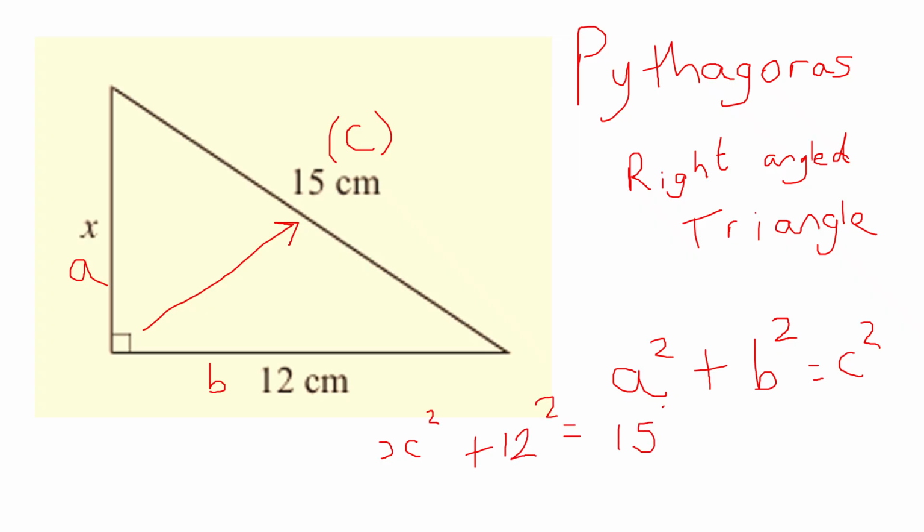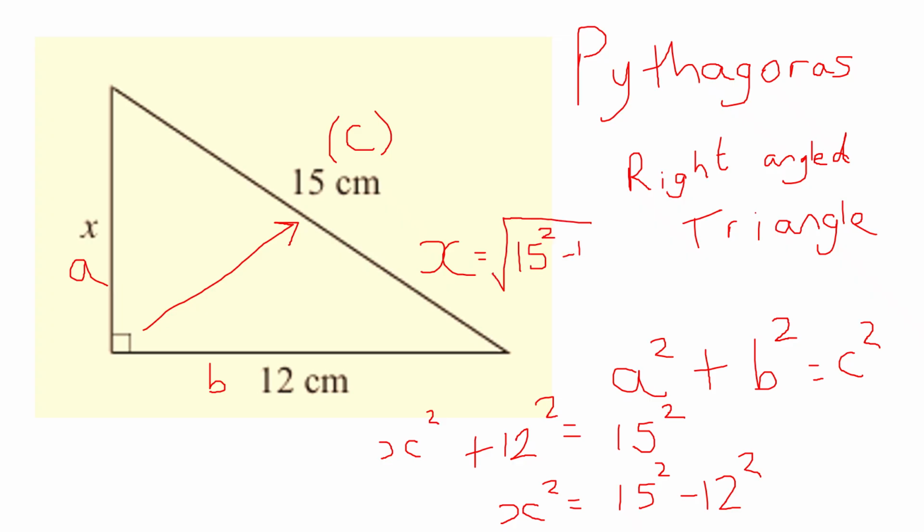I'm now going to rearrange it to make x the subject. So I'm going to subtract 12 squared on both sides. So we have x squared is equal to 15 squared take away 12 squared, so 15 squared minus 12 squared. The opposite of squaring is the square root. So x is equal to the square root of 15 squared minus 12 squared.